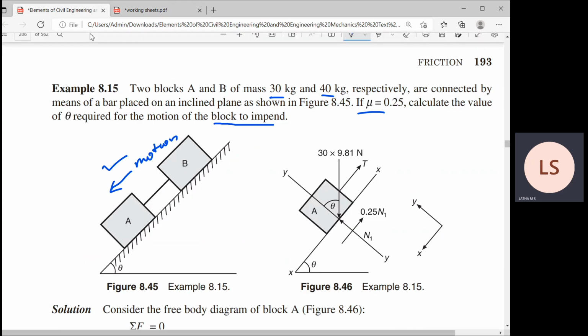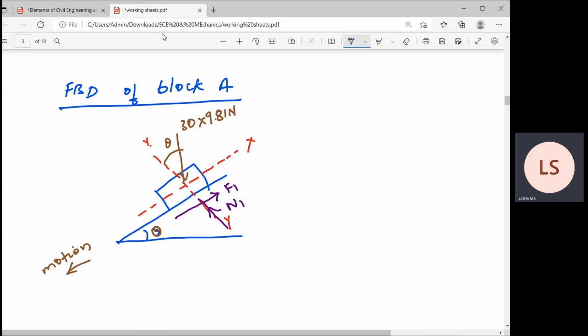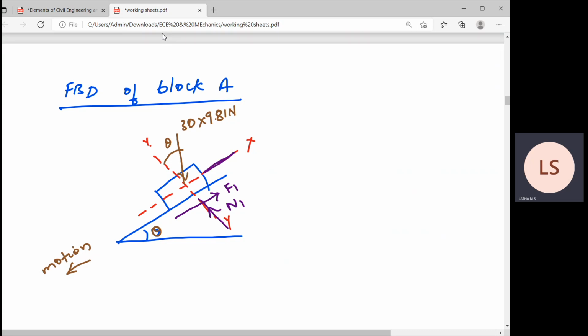But keep in mind, students, the two blocks have been connected by a spring or a bar. It is a bar, right? So I have to indicate the force acting in the bar. So this is the bar, right? I can take any direction of the bar. Tension in the bar as T. This is the tension in the bar.